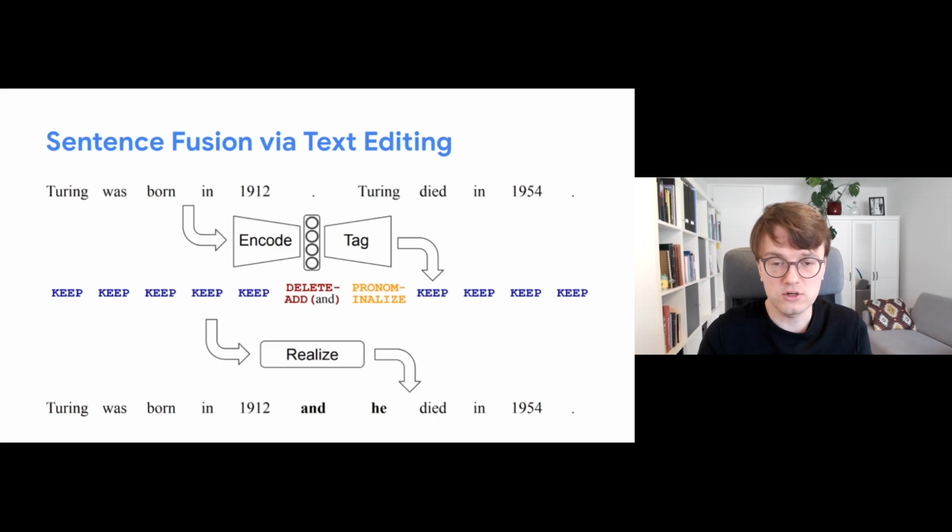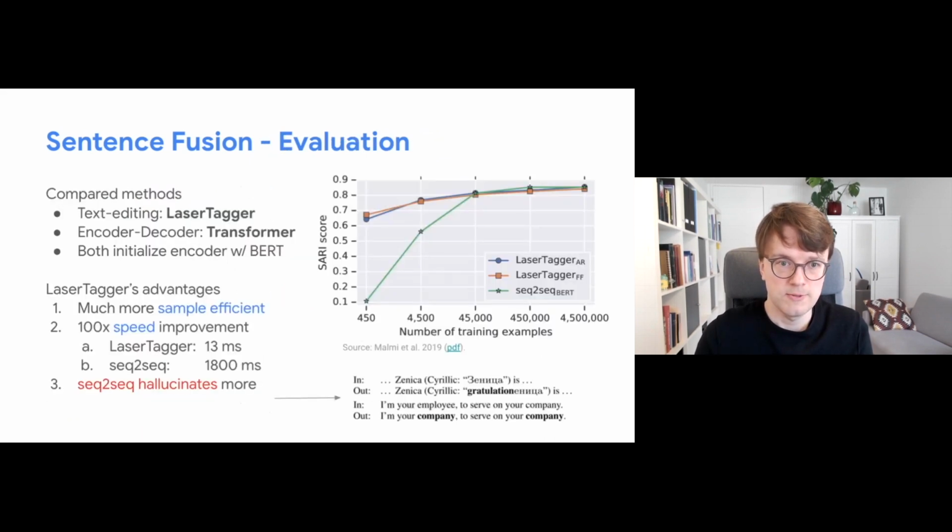Then into some of the results, or maybe before that, how this is implemented in practice. For the encoding part, we can use naturally BERT that we already discussed earlier. In the paper that we published, we ran a comparison between LaserTagger and an encoder-decoder model transformer, where we initialized both the LaserTagger's encoder and the transformer's encoder with BERT.